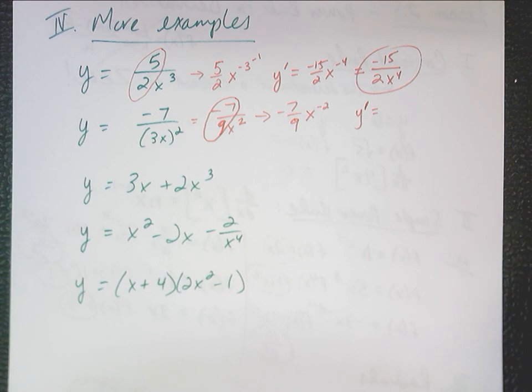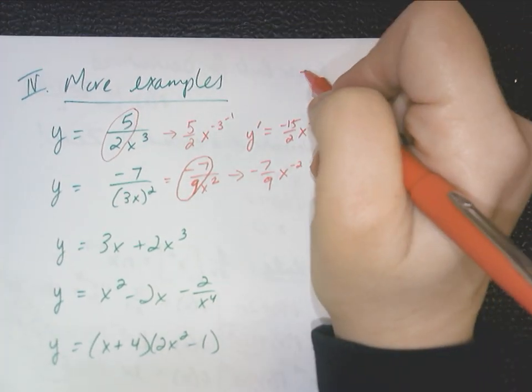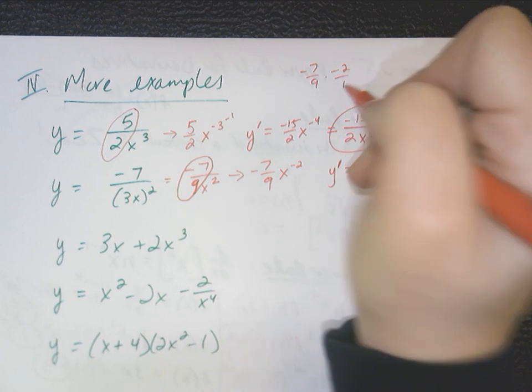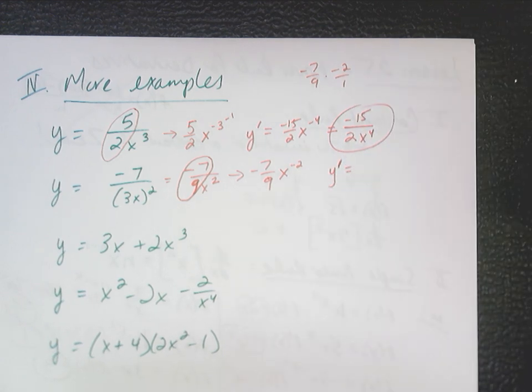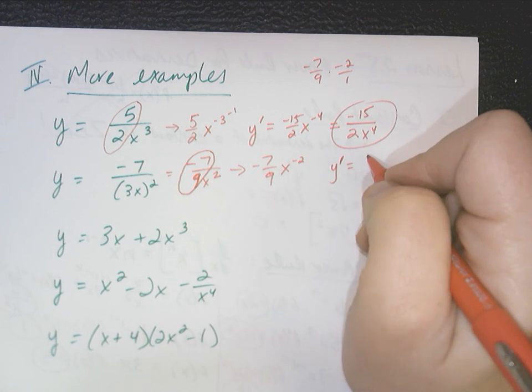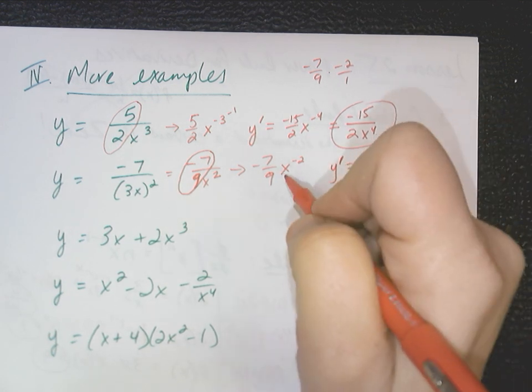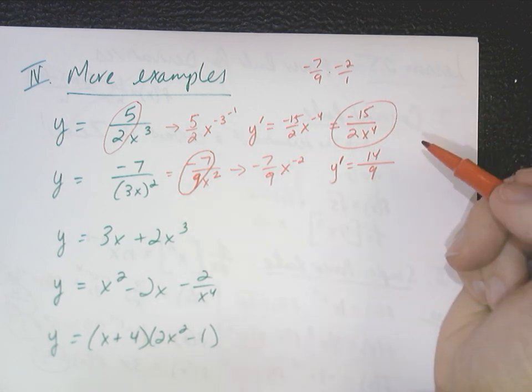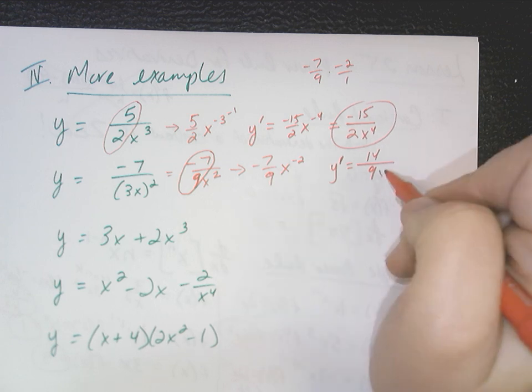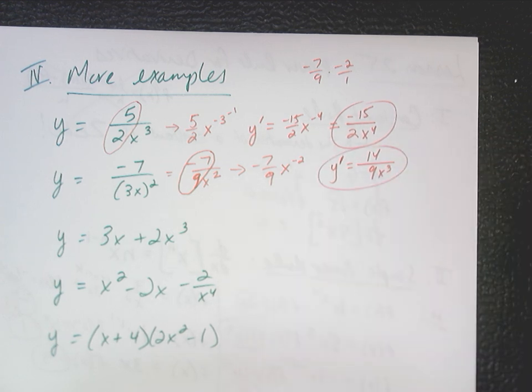You don't know how to do fractions? You're making me nervous here. I got it. -7/9 times -2/1. You can't do a fraction? What's that? 14/9. Okay. And then this becomes x to the what power now? -3, which now belongs where? X to the 3rd. We don't simplify. Well, you can't simplify, I don't think. 14/9, right? Done.